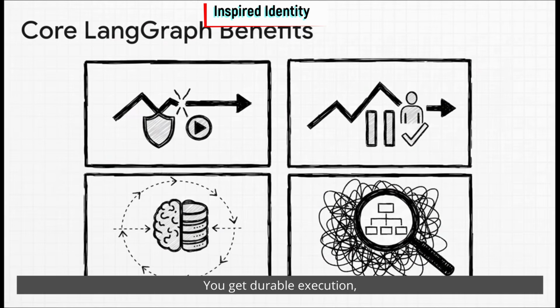You get durable execution, which just means your agent can run for a super long time and not just crash and forget everything. You get true human-in-the-loop capability, so you can literally pause the agent, have a person check its work, and then let it continue. It gives you a rock-solid way to handle memory, and maybe most importantly, it makes these crazy complex systems way easier to debug. These aren't just nice features, they're essential for building AI we can actually trust.